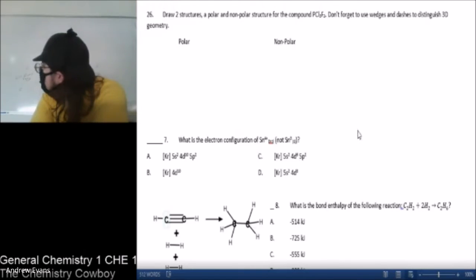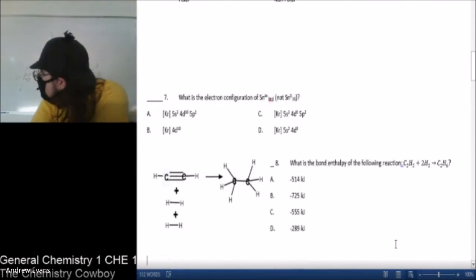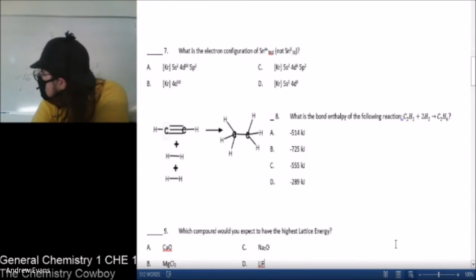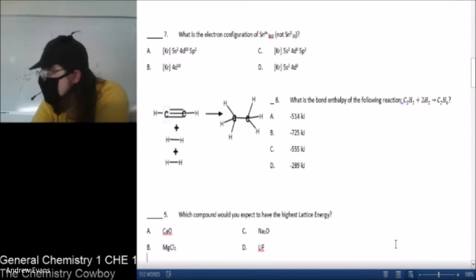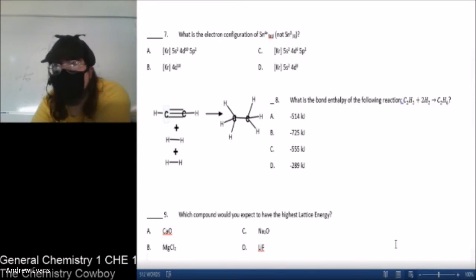We can skip this one. This one was for a different chapter. While I went over this in class, I'm not actually going to ask you that on the test. The only math you might even be asked would be determining if something is polar or not by comparing two electronegativity values. So there's going to be zero need for a real calculator for this test.